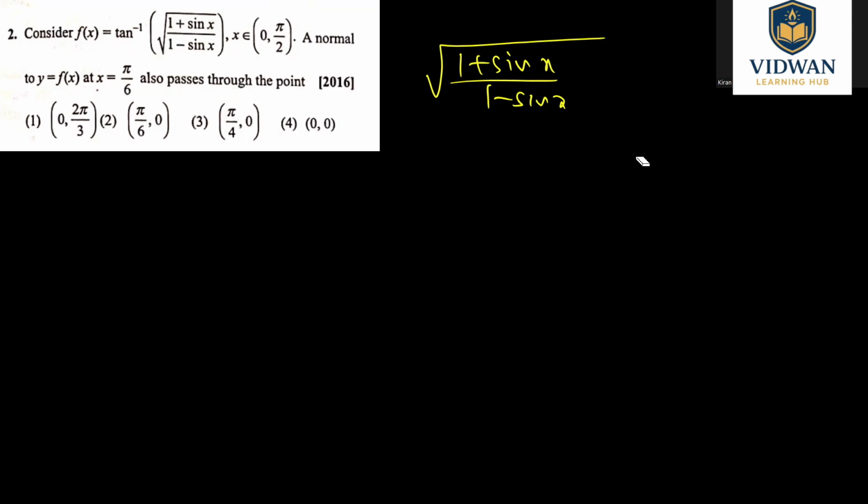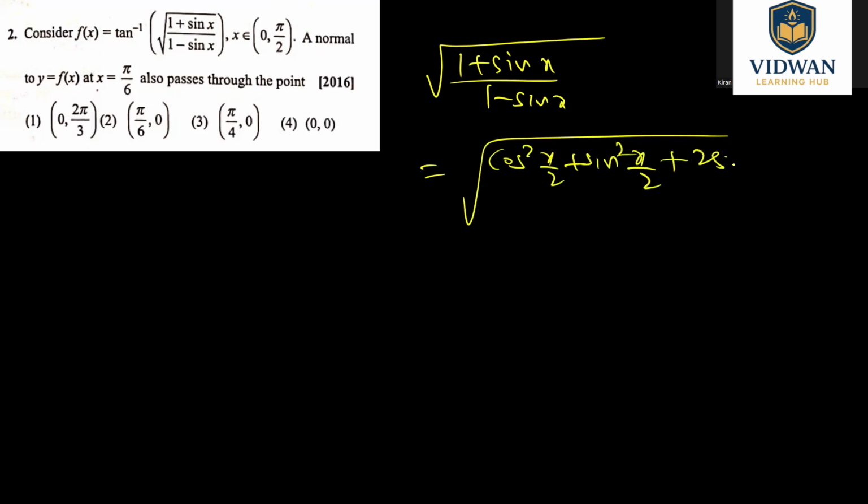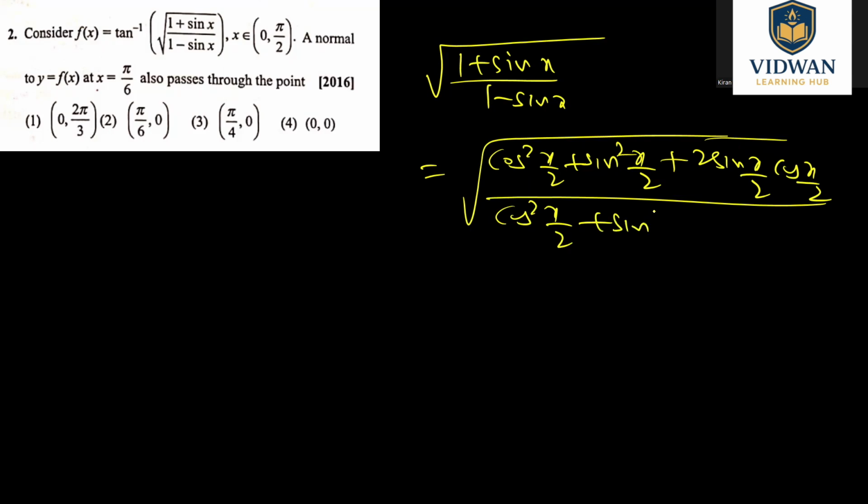So instead of rationalizing, the alternative way is to write that 1 as cos square x by 2 plus sin square x by 2, plus 2 sin x by 2 cos x by 2. And in the denominator, the same thing with a minus: cos square x by 2 plus sin square x by 2 minus 2 sin x by 2 cos x by 2.